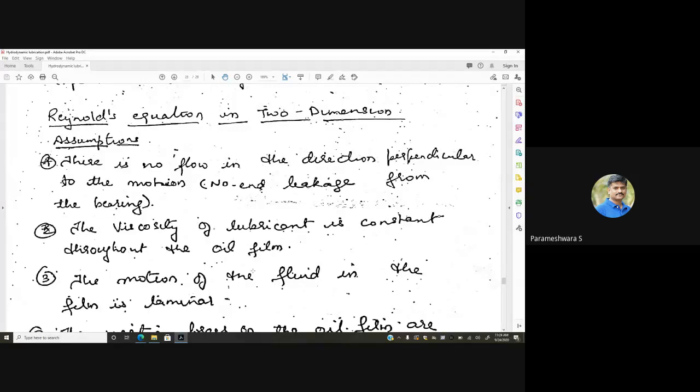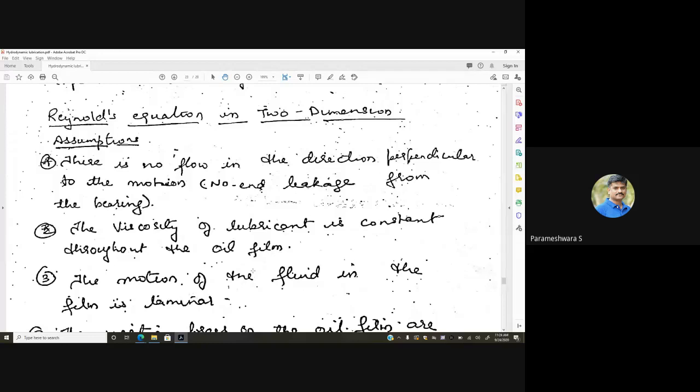So he created a link between Tower's experiment and this Reynolds two-dimensional equation with the expression. That is the significance of Reynolds equation. In the examination, they may ask about the theory, I mean, what is the motive behind deriving the Reynolds equation? You can explain all these things briefly.